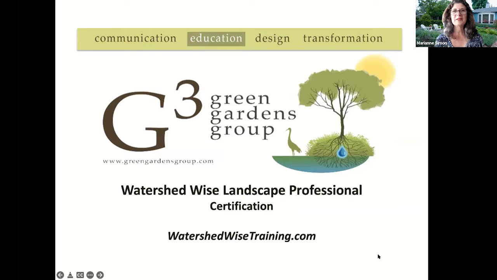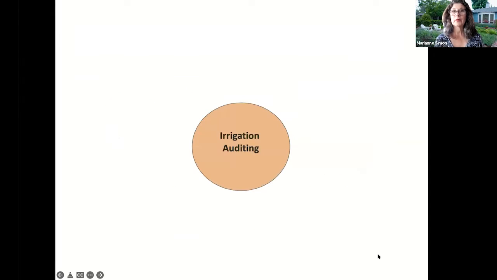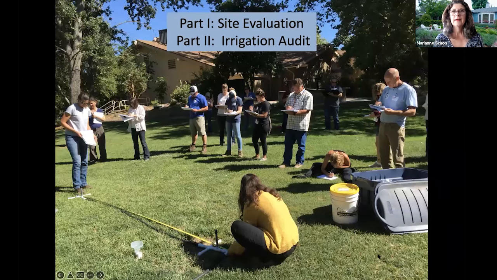And welcome to Module 6, where today we're going to be talking about irrigation auditing. Now, today's module is really an overview of irrigation auditing, and it falls under the umbrella of a larger site evaluation. So whenever you go out to do a specific irrigation audit with catch cans, you also want to be looking at the context in which that audit is happening.